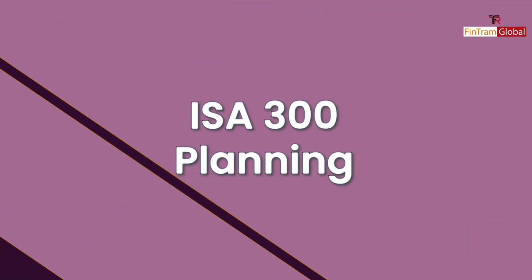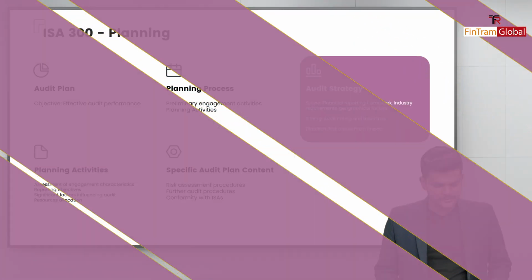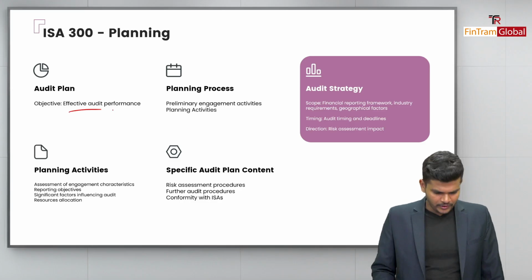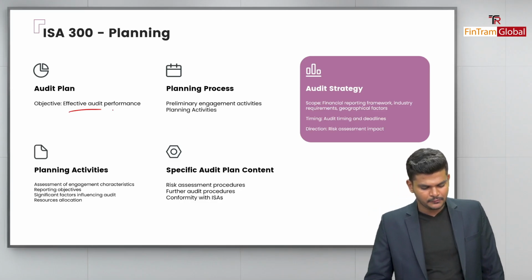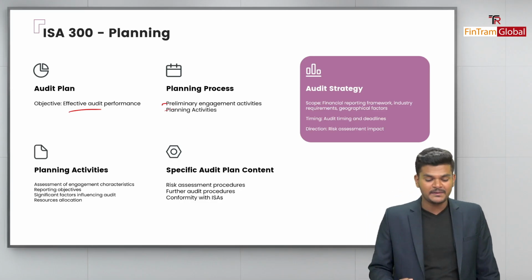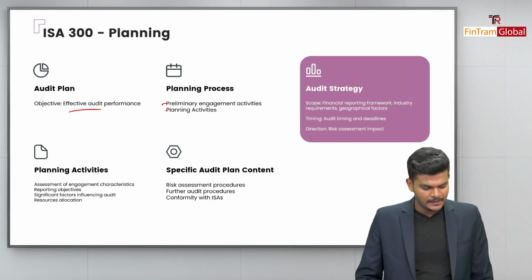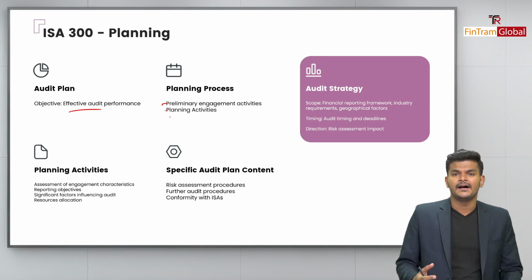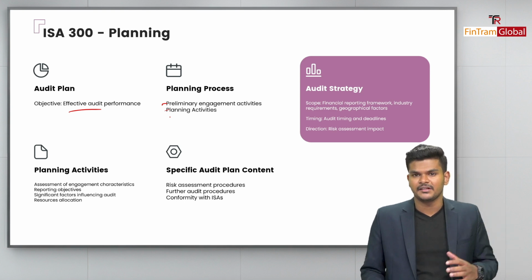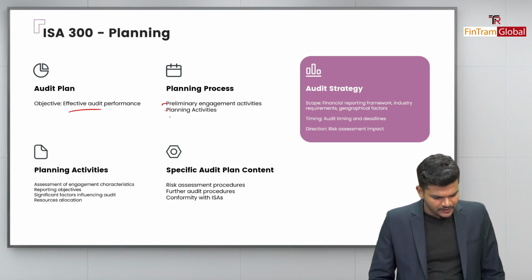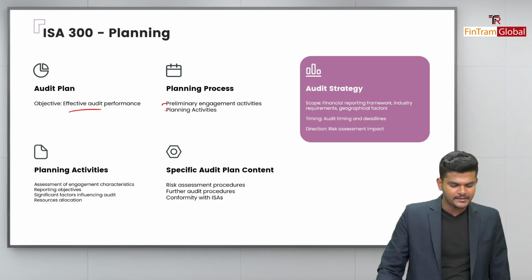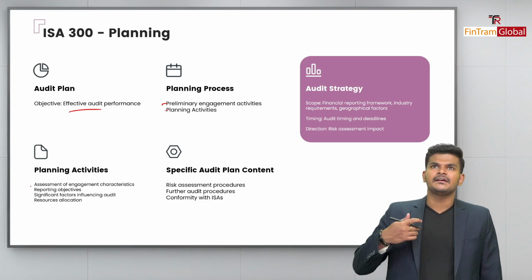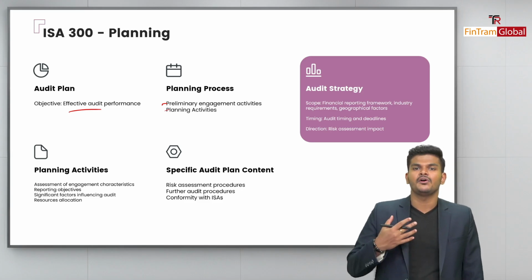Now, moving on to the next one, ISA 300, we have planning, right? So, what is planning? The objective of planning is to effectively and efficiently conduct the audit, right? And the planning process involves two aspects. We have preliminary engagement activities as well as planning activities. Preliminary engagement activities is something that we've already covered, right? In the client screening process and acceptance and continuance, etc. And then we have planning activities. Okay, folks. So, under planning activities, we do two things, right? We create an audit strategy as well as an audit plan.